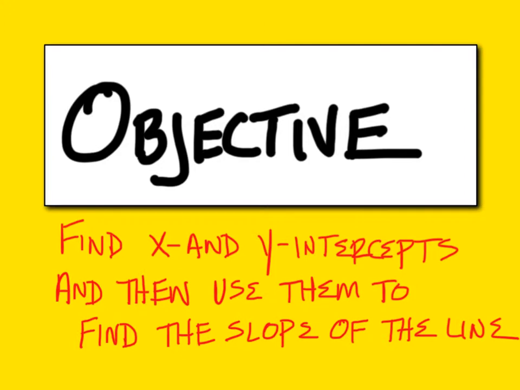The objective for today is to find X and Y intercepts and then use them to find the slope of the line. You'll be given an equation of a line. You must find the X and Y intercepts. That's where the line crosses the X-axis and the Y-axis. Find the intercepts as two different points and then use those points to find the slope of the line.